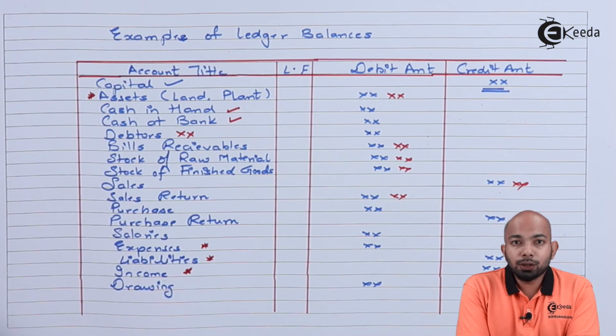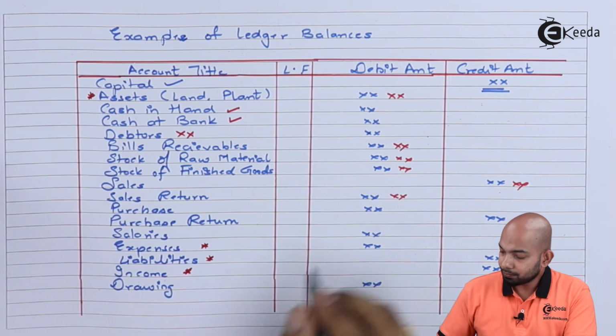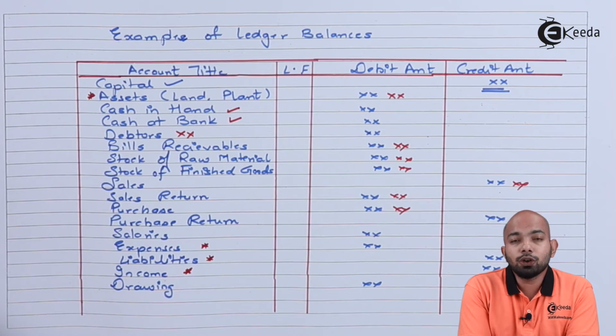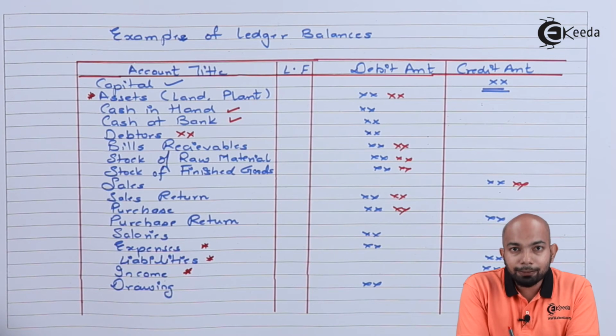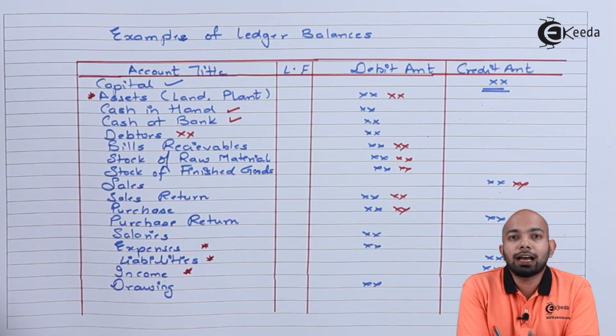Similarly, when we have purchases, purchase is an expense. Expense will always have a debit balance. So, purchases will also have a debit balance in the trial balance system. On the contrary, when we talk about purchase return, it has the reverse effect. When we talk about purchases having a debit balance, purchase returns will have a credit balance, as rightly mentioned in the sheet.